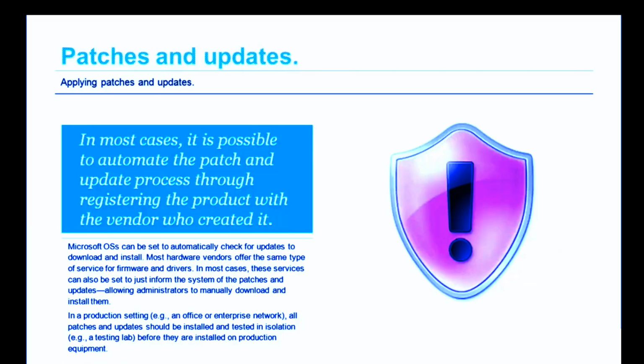In a production setting, all patches and updates should be installed and tested in isolation, as in on a test system in a testing lab, before they are installed on vital production equipment. This reduces the chances that a patch or update will bring down a system that is functioning all right, but is in need of the patch or update.